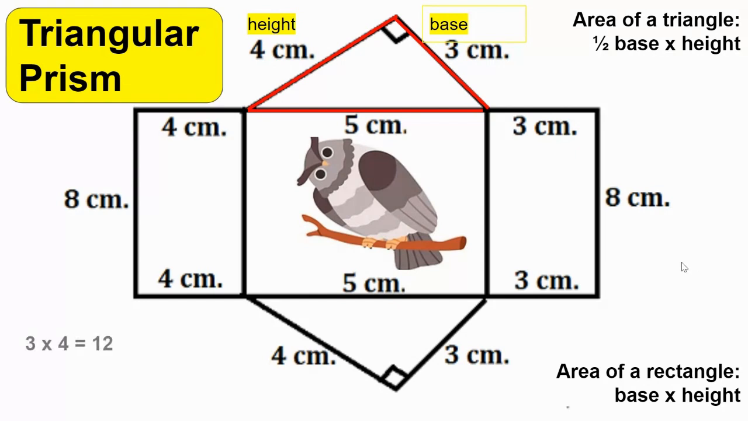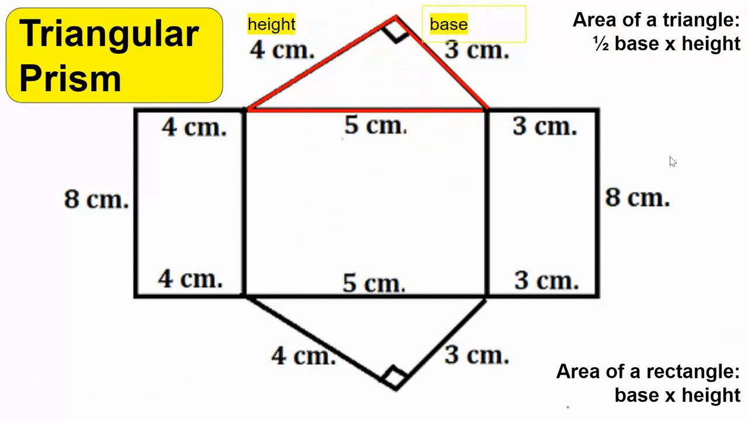But we're going to actually multiply 3 times 4, base times height. And it is half base times height. Sometimes people like to multiply times a half or a 0.5 in their calculator. I like to divide by 2 because half of something is dividing into 2 parts. So if we do 12 divided by 2, we get 6. So the area for this triangle is 6 centimeters squared.